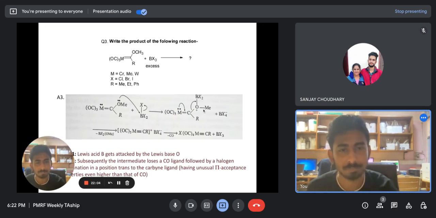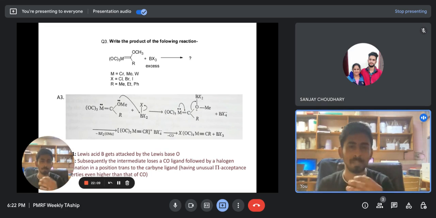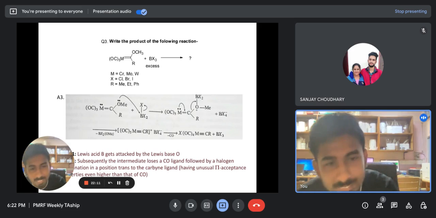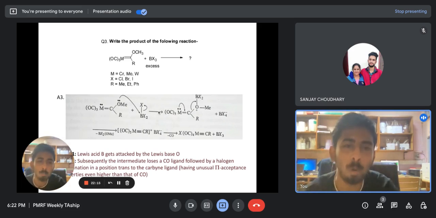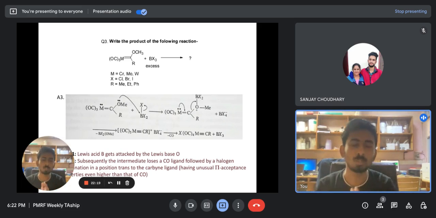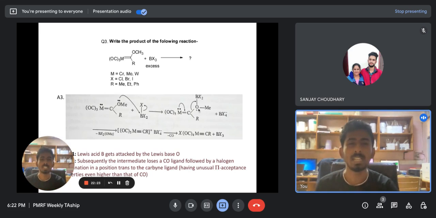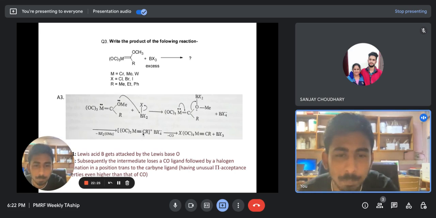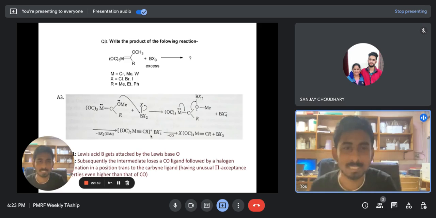When this oxygen becomes nucleophilic, it becomes positively charged by making an adduct with BX3, and there is a significant electronic displacement from this C-O bond. This metal, having a high electron density, pushes the electron to the metal-carbon bond, and that's why the bond between the carbon and oxygen gets broken, and there is a triple bond between the metal and CR, which is already remaining in its plus state, and BX4 minus is there.